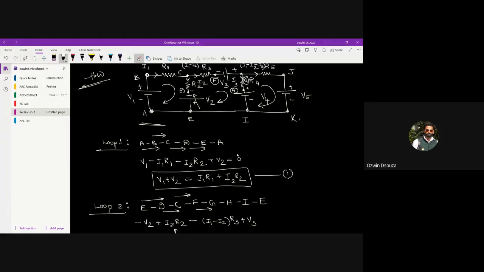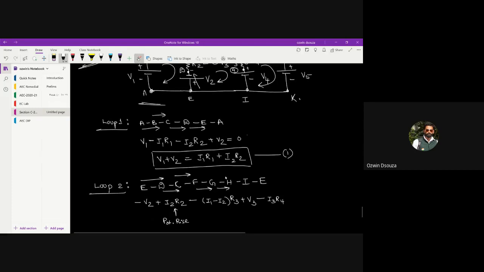Okay, then I move from G to H. My traversal is in the downward direction and the current is also flowing in the downward direction. Hence, there is a potential drop across R4, which is I3 into R4. Then H to I move.